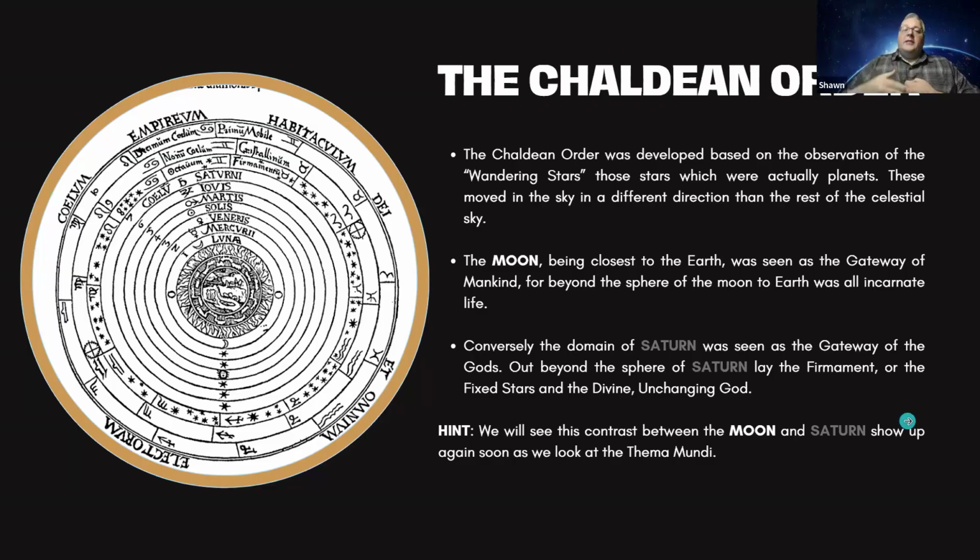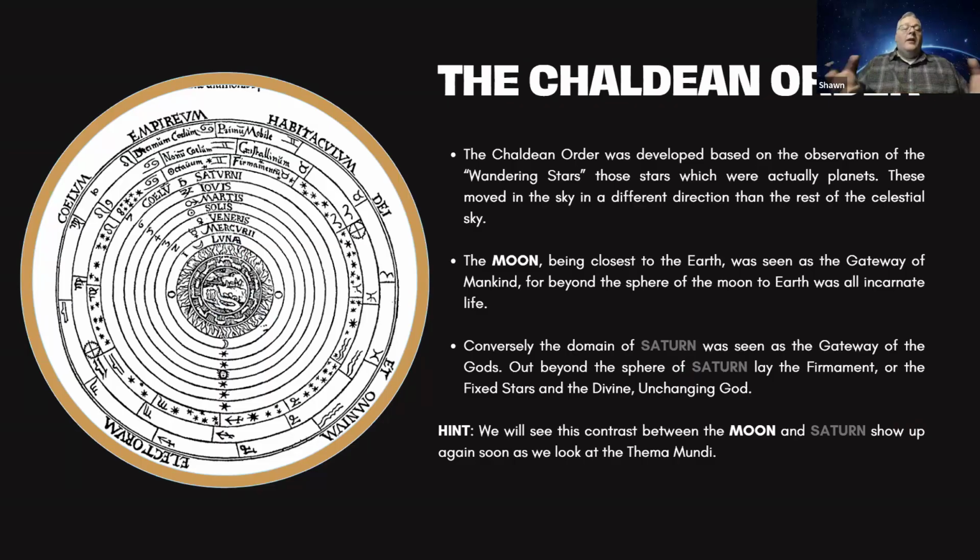So coming back to the Chaldean order, the moon was closest to the earth, and therefore, you can see the moon right here. The moon was seen as the gateway of mankind. And so the way that that was envisioned was the moon and the sun were the most important planets. They were the luminaries. One ruled the daytime and one ruled the nighttime.